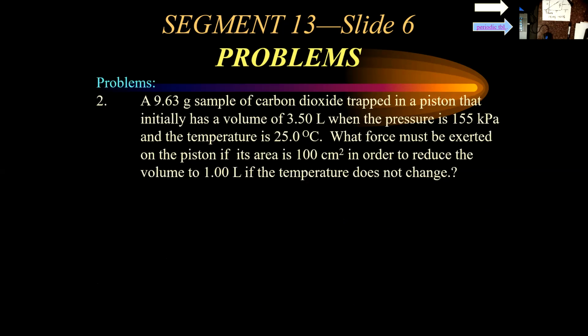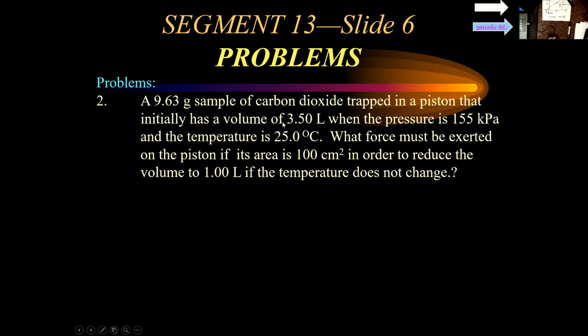A 9.63 gram sample of carbon dioxide is trapped in a piston that initially has a volume of 3.5 liters when the pressure is 155 kilopascals and the temperature is 25 degrees Celsius. So I've given the mass, the volume, the pressure, and the temperature. What force must be exerted on the piston if the area is 100 square centimeters in order to reduce the volume to 1 liter if the temperature doesn't change?